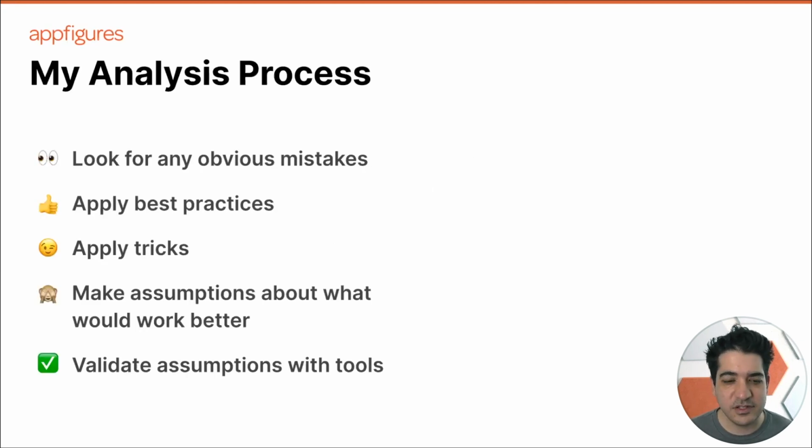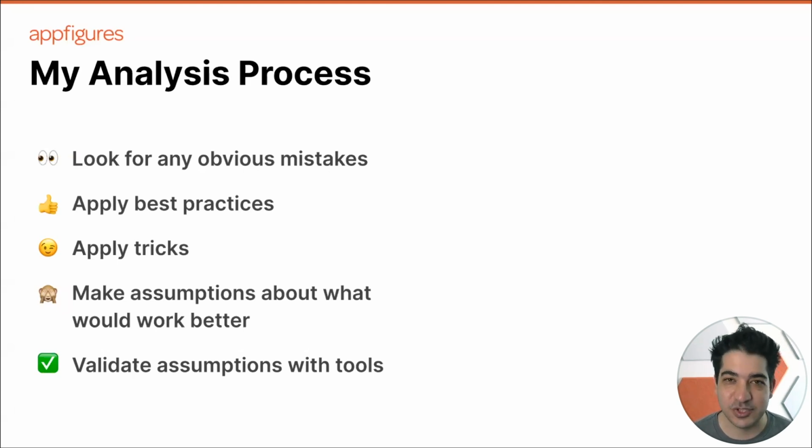My analysis process is pretty straightforward. When I look at an app, and we'll do this live in just a few slides, I look for obvious mistakes. I apply best practices. I apply tricks. They're not black hat. They're not the kind of things that are going to get you banned. They're just things that are not usually documented, meaning Apple didn't say, do this for your App Store optimization. Just things that I learned along the way, having done this for a long time, and iterating and experimenting.